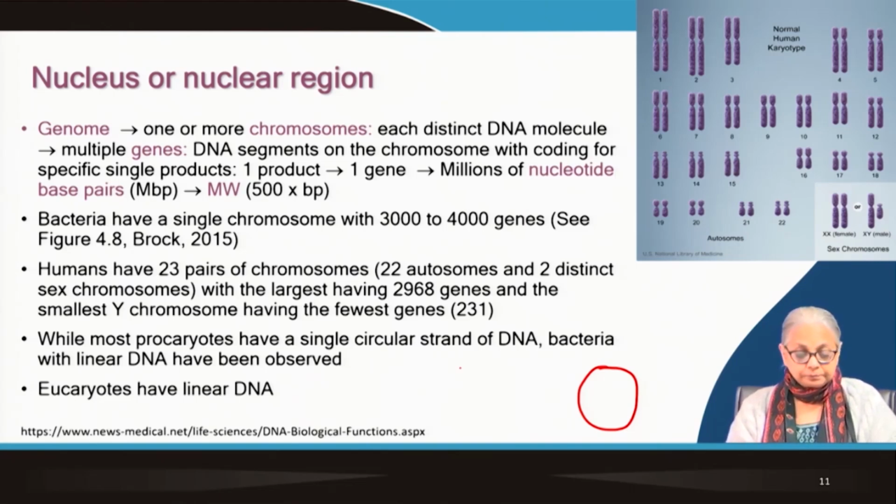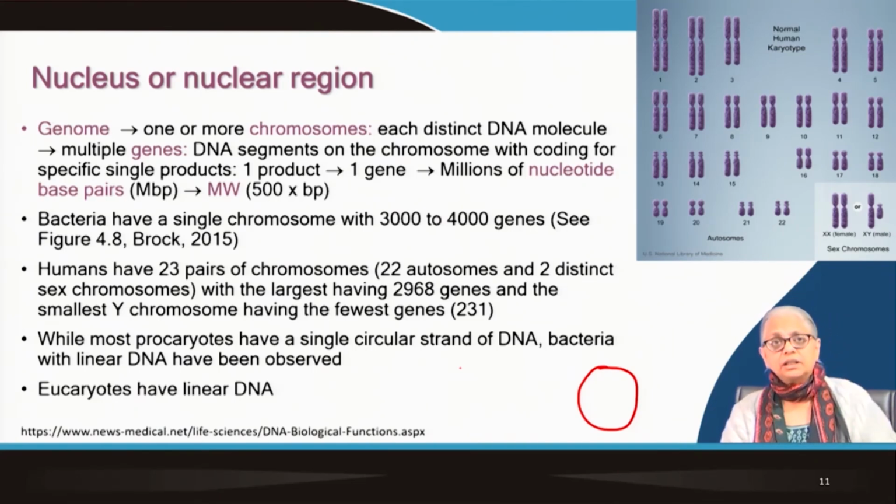On the other hand, eukaryotes all have linear DNA. They do not have circular chromosomes. There are a few exceptions in the literature where people have reported bacteria with linear DNA, but by and large, all prokaryotes have circular stranded DNA.